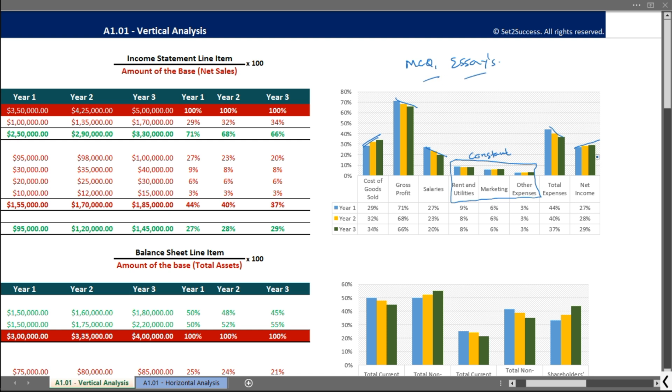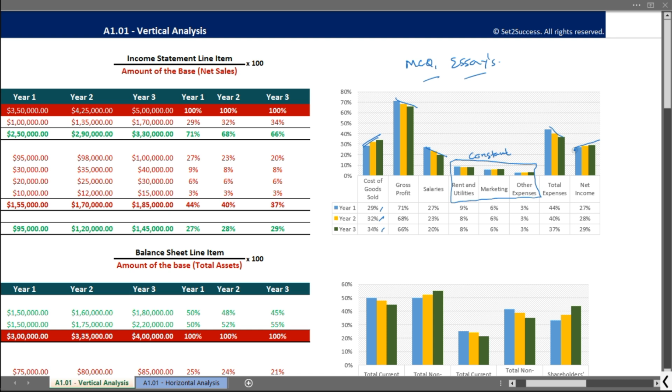Your net income has increased, your gross profit has decreased. So why is your gross profit decreasing and your net income increasing? You can answer that your gross profit is decreasing because your cost of goods sold has increased from 29% in year 1, to 32% in year 2, and 34% in year 3. That's why the gross profit has decreased.